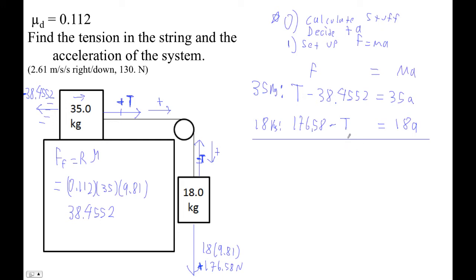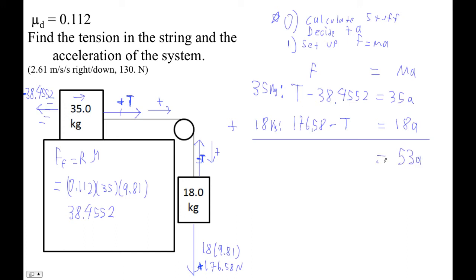Okay, and there's lots of ways to solve this. We could use matrices, we could solve this one for A or T and substitute it in here. But notice that we've got a positive T and a negative T. So whenever you see stuff like that, you can just simply add the two equations together. So 35A plus 18A, 35 plus 18, that's approximately 53A.